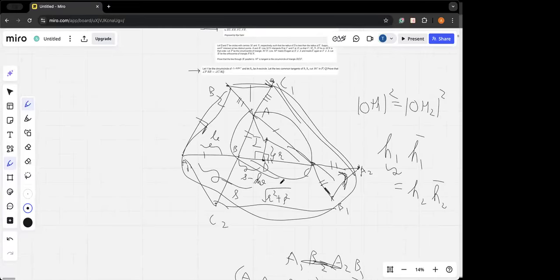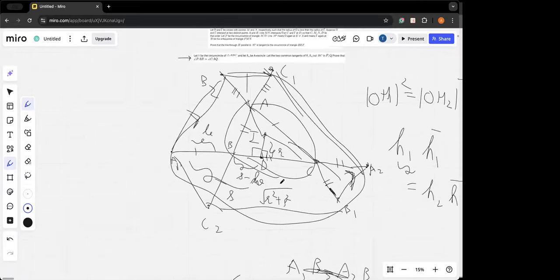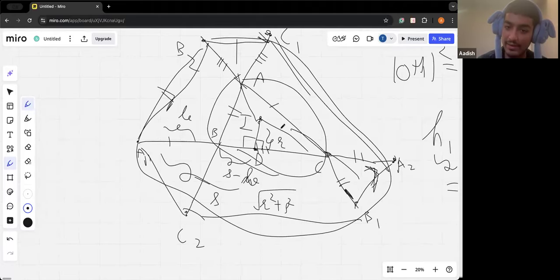Can you repeat this last thing? IA1 is ID square plus A1D square. That's R square plus S square. That's a constant. It does not depend on whether we had picked A1. If we pick C2, we will also get IC2 equal to R square plus S square.